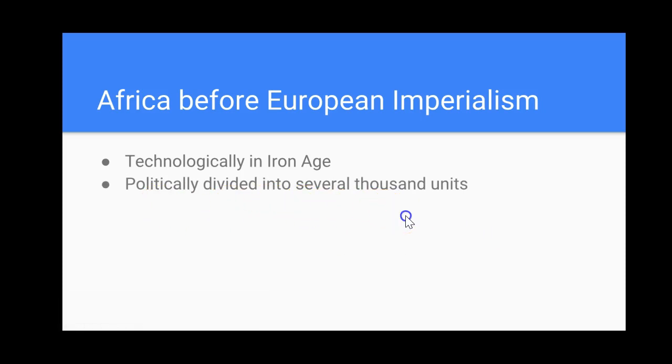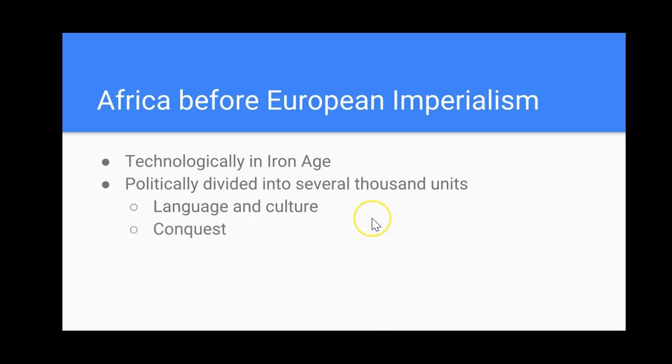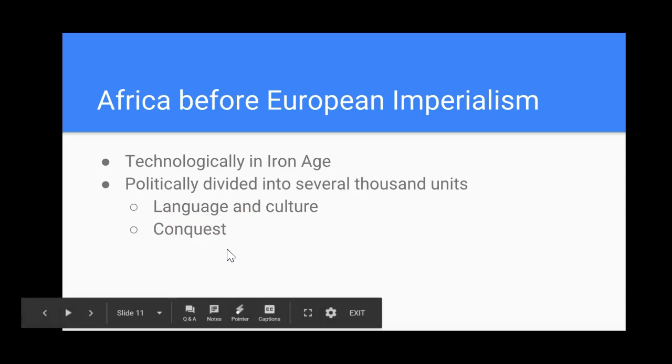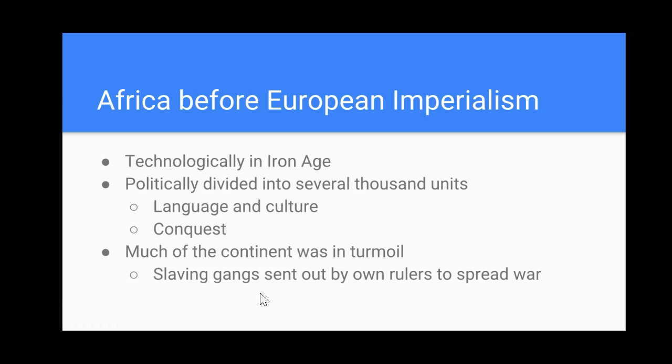Politically, it was divided into several thousand units, and there are many different kinds of peoples in Africa with different languages and different cultures and traditions. Sometimes what happened is that it was divided because of different conquests that had happened over the years. And when the Europeans got there, much of Africa was actually in turmoil. And part of this had to do with the slave trade. If you were in last semester's class, you learned that there were African rulers who actually sold other peoples, sometimes their own, sometimes peoples that they had taken over, to Europeans and Americans on the coasts of Africa.